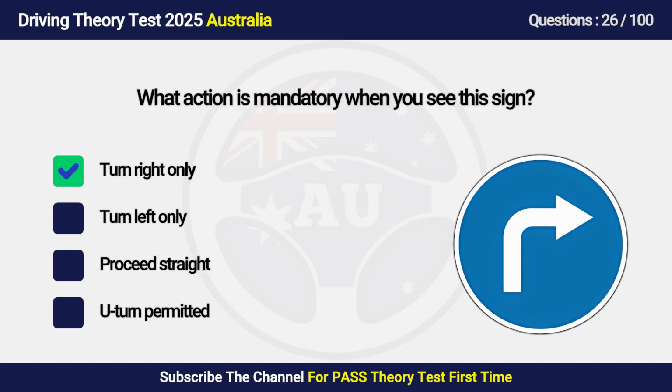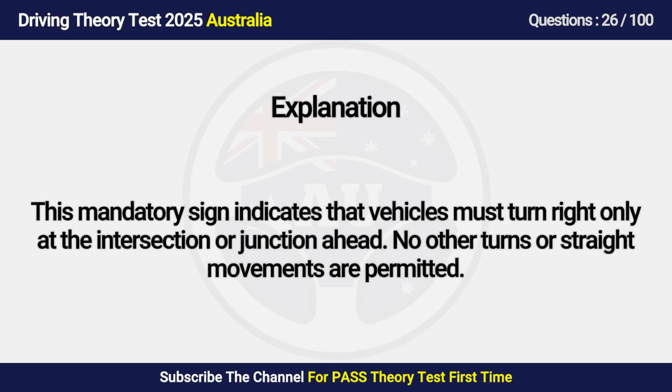Answer is A. Turn right only. This mandatory sign indicates that vehicles must turn right only at the intersection or junction ahead. No other turns or straight movements are permitted.